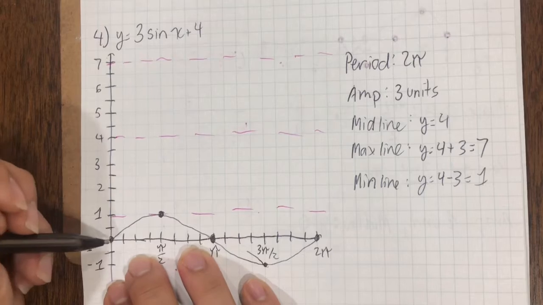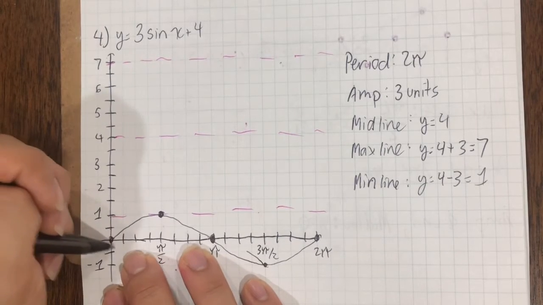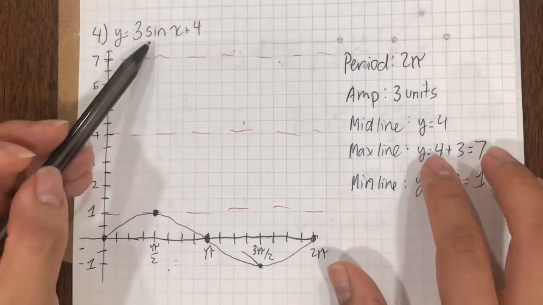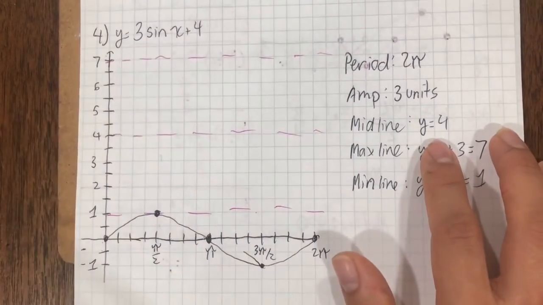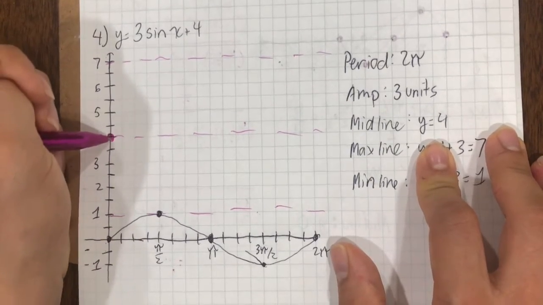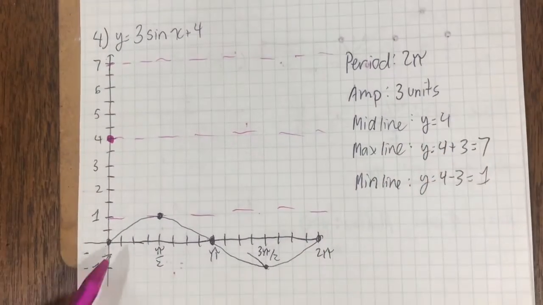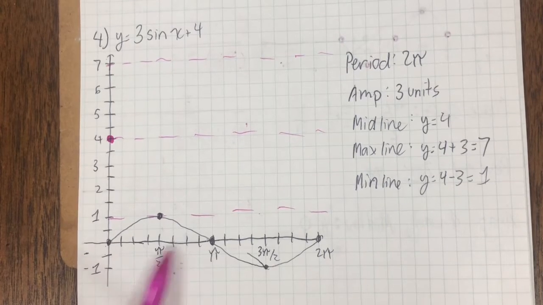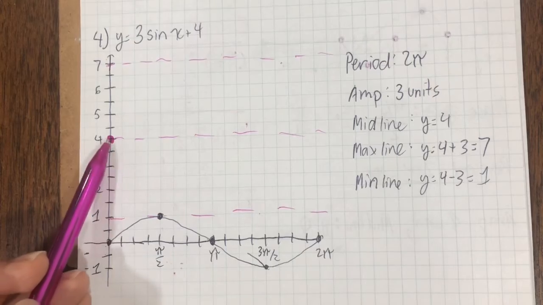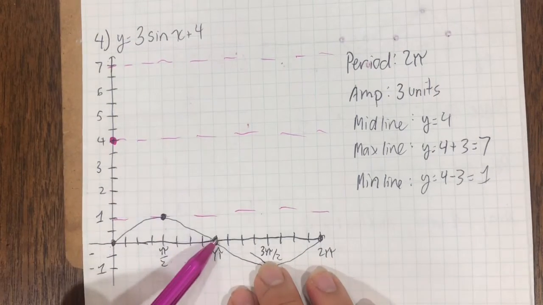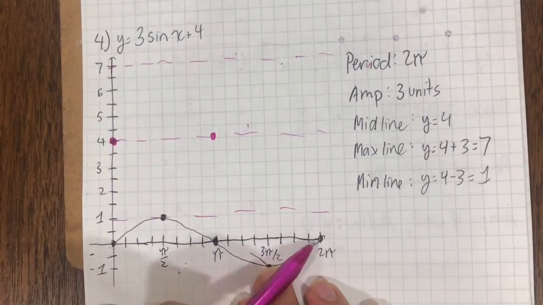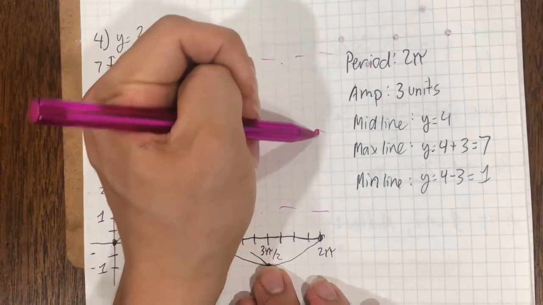So this is a midpoint. My midline for this is going to be y equals 4. So my new point is going to be (0, 4). Any points that were on the midline, which was y equals 0, are now going to be at y equals 4. Just like for pi, it's going to move up to (pi, 4), and 2 pi is going to move to (2 pi, 4).